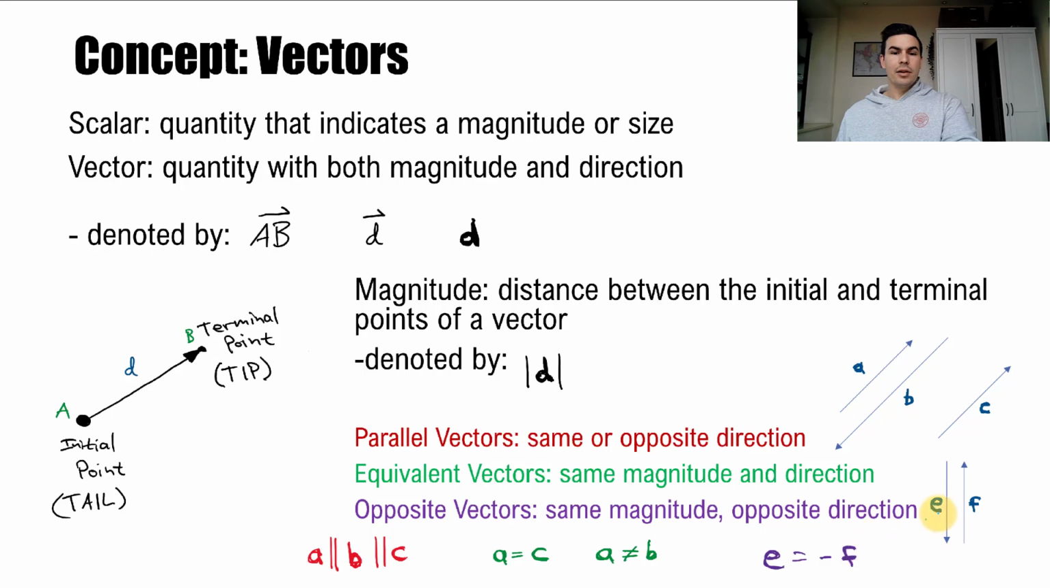Okay, so E and F are going to be opposite vectors, and you'll see it looks like we just have a negative sign out in front when we write that out. Okay, so E is the opposite of vector F here. You can see by this little minus sign, right?